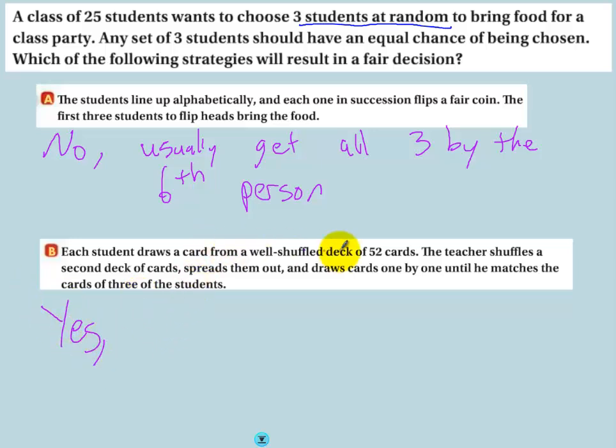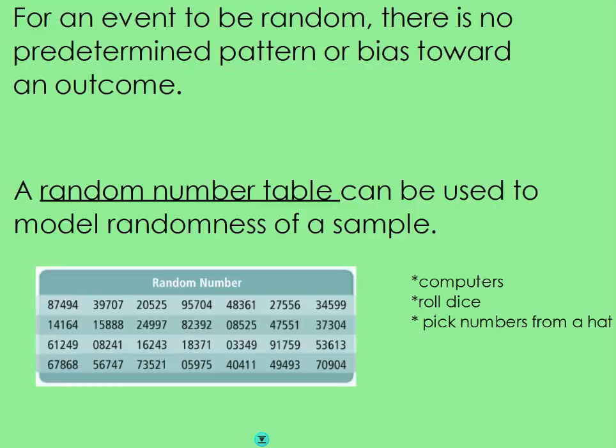Yes. And as long as that deck the teacher picks from is shuffled well, and it's truly random, it's been shuffled sufficiently, then it's completely fair, because you're going to pull out cards and each card has an equal chance of getting picked, as long as the deck is shuffled well. So for an event to be random, there's no predetermined pattern. So like that deck of cards, if it's shuffled well, you can't predict the pattern.